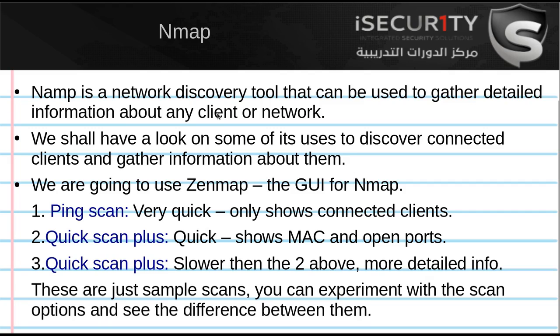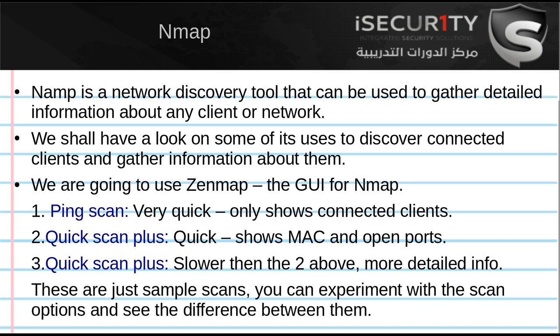The third program that we're going to talk about to discover connected clients and gather information about them is Nmap. Nmap is short for Network Mapper. It's a network discovery tool that can be used to gather information about just about any device. You can gather information about any client that is within your network.